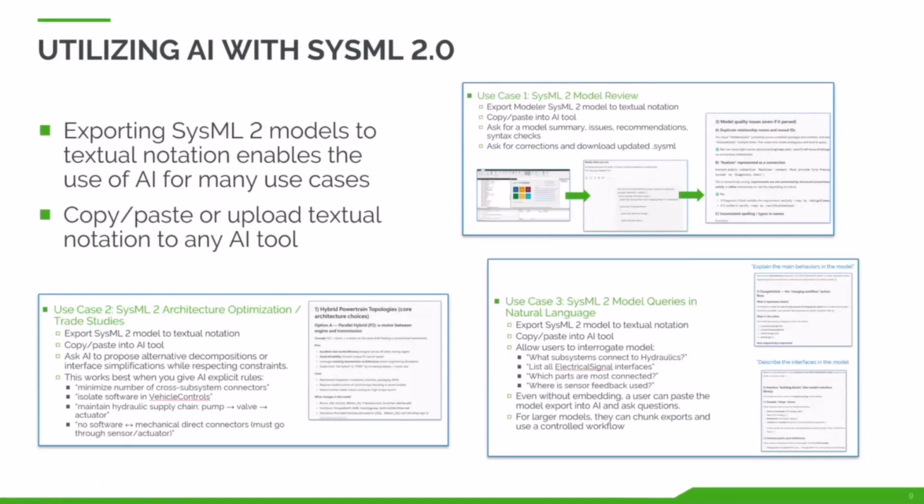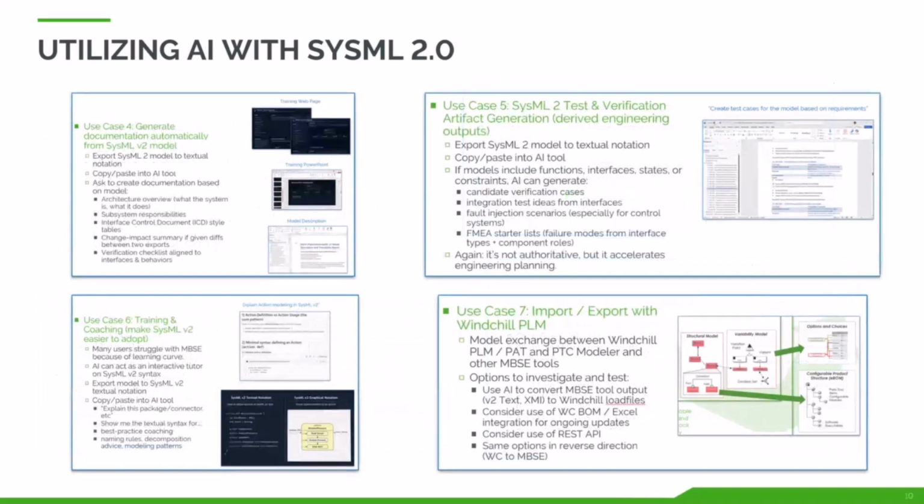Some of the interesting AI use cases that this enables are listed here. I won't go into too much detail, but now that we can export the model into a concrete machine-readable definition, most AI tools now can understand SysML2 textual notation very well. So you can paste it into there and you can do review, analysis, ask questions of the model in natural language, generate artifacts from the model like training and documentation. And you can also convert the model into different formats that might enable import-export with other tools like Windchill, for example.